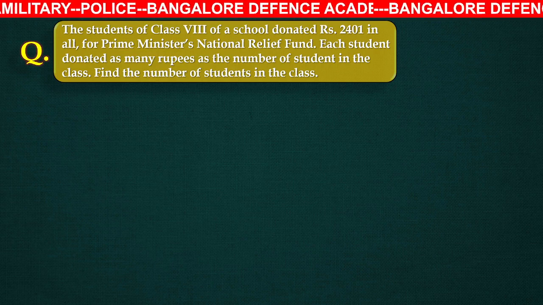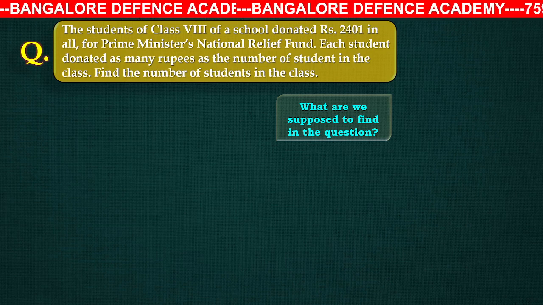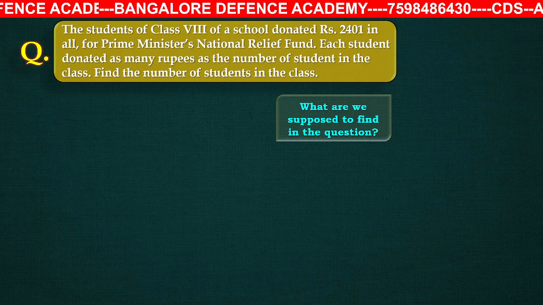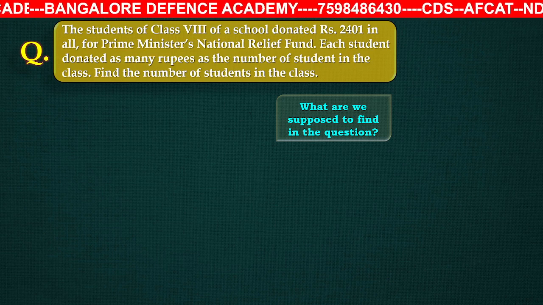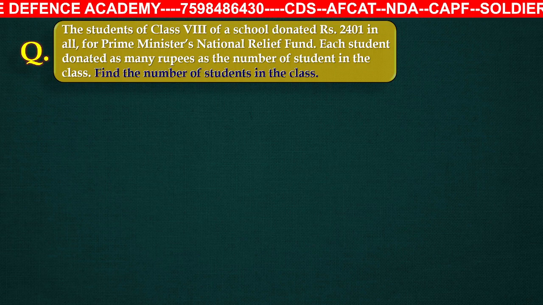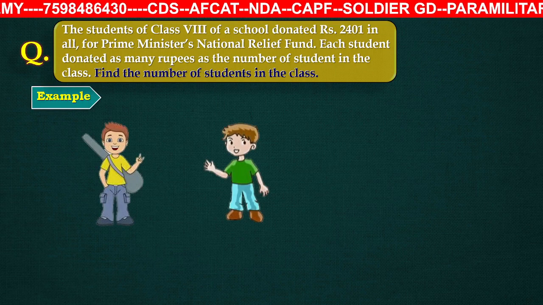Okay, so the question looks a little big and confusing, but it's very easy. The concept I'm going to apply here is to find the square root. But why and how, let us see in this question. What are we supposed to find in this question? Find the number of students in the class. The first target is to find the number of students in the class.